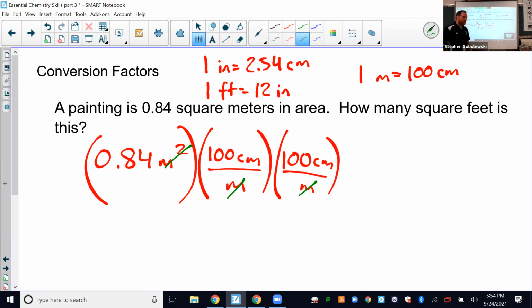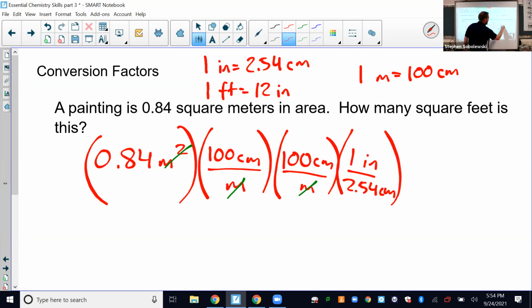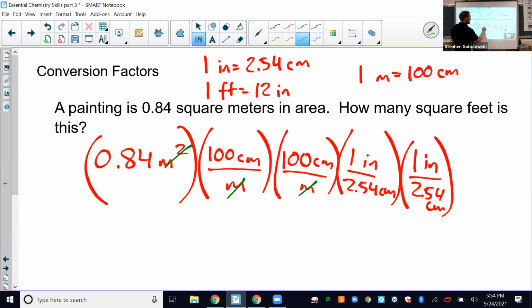Now that we have centimeters squared, let's go to inches squared. Let's see, I need my centimeters on the bottom. So I'm going to go my 1 inch over 2.54 centimeters. And I'm going to go 1 inch over 2.54 centimeters. Centimeter cancels centimeter, centimeter cancels centimeter. I'm left with inch times inch, and I'm double checking that, yes, I wrote these correctly.